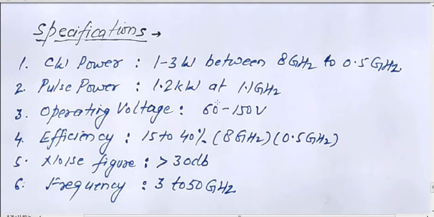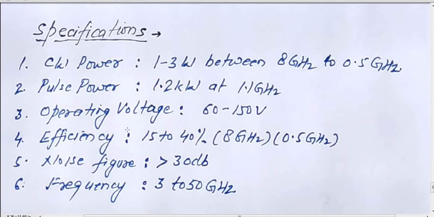Now coming to the application part, these types of devices find application in low power Doppler radars or as local oscillators for radars. They are also being used in microwave beacon landing systems, also in radio altimeters and in phased array radars. So these are some of the applications of this TRAPATT diode.